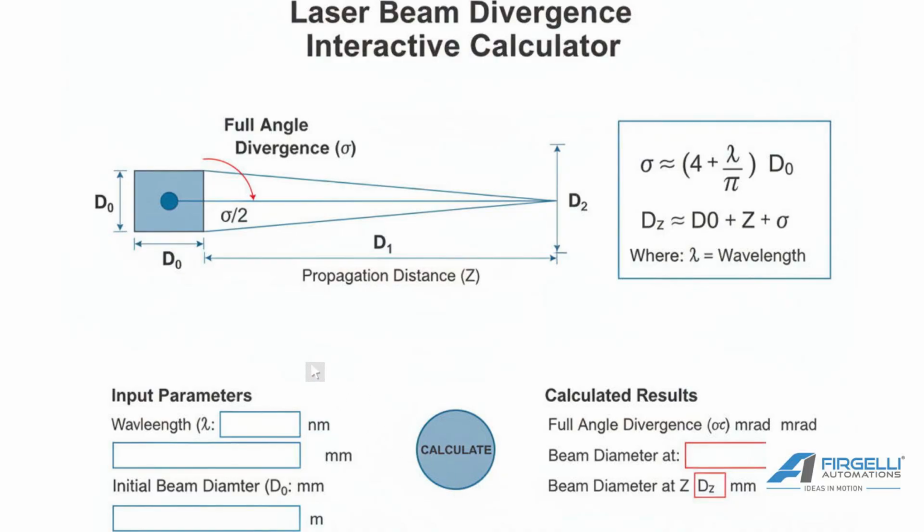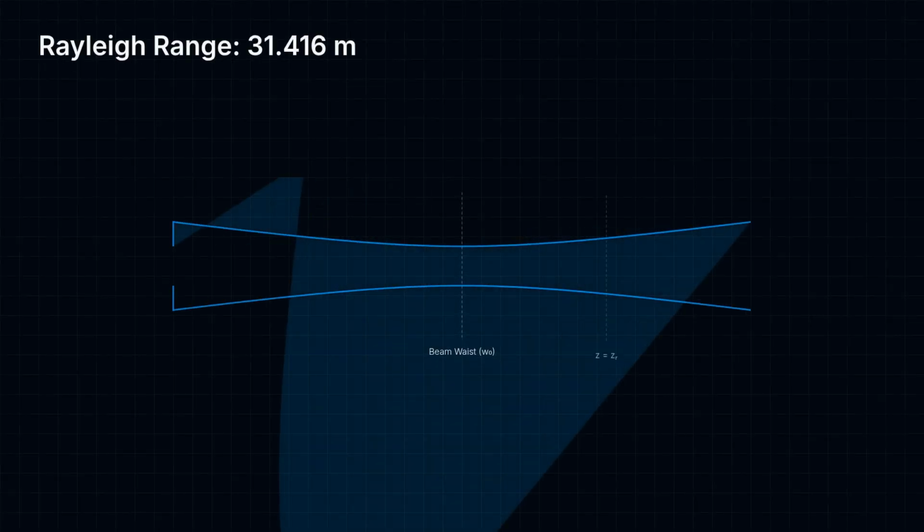The divergence angle half angle is 0.3183 milliradians. In degrees, that's 0.0182 degrees. The full cone angle is 0.6366 milliradians. The Rayleigh range, where the beam expands to √2 times its waist, is 31.416 meters.